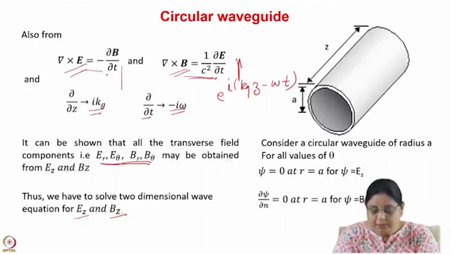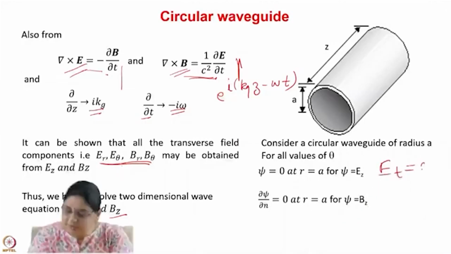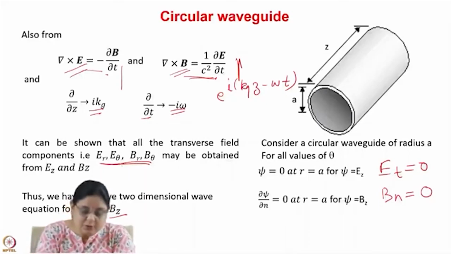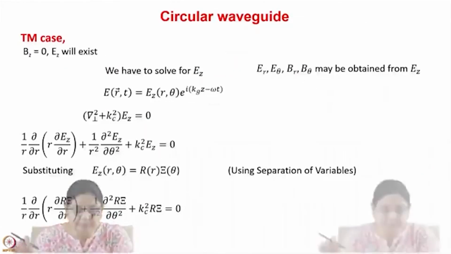The boundary conditions are that Ez is equal to 0 at r equal to a. That means the tangential component of the electric field is 0. And del psi by del n, where psi is equal to Bz, is 0 for r equal to a. This is the normal component of the magnetic field being equal to 0. So you just have to solve the wave equation for Ez and Bz with these boundary conditions, as we did for the case of the rectangular waveguide.